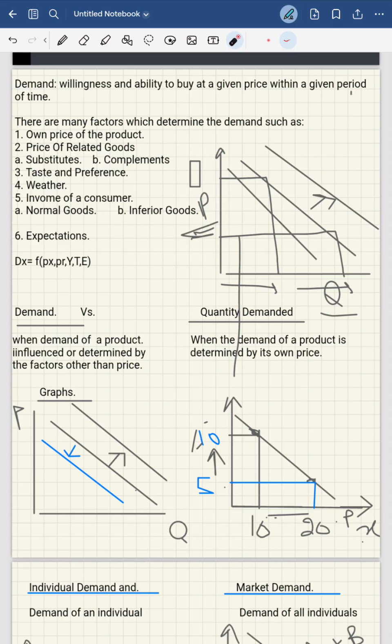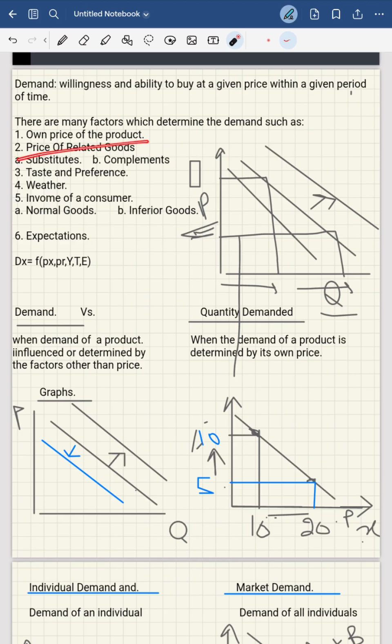There are many factors which determine the demand, such as price of that commodity. If the price of that chocolate is very high, I will not be willing to buy that commodity. Okay, I am not able to buy that commodity. If the price is low, I will surely buy.